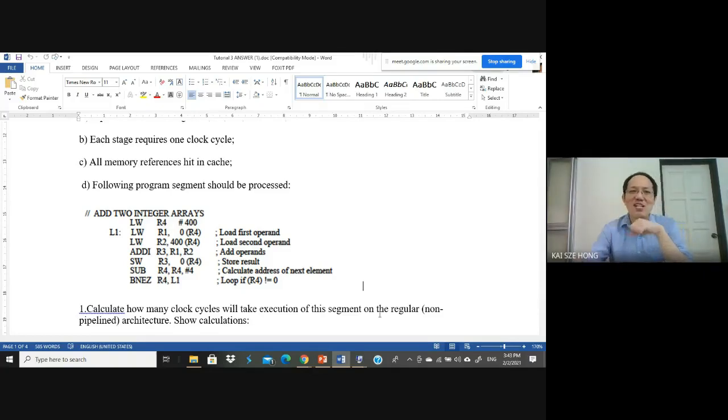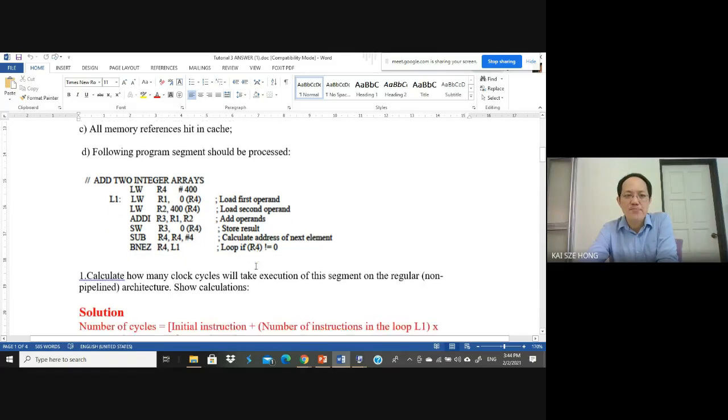So here you see R4 is 400. Every time you subtract R4 by 4, this is the destination, this is the source. Subtract R4 by 4, then put into R4. But this one, I find a bit funny. Why do they want to run this instruction? Because you already added these two into here, then after that you saw the result. This is a very good question, but never mind. Let us go to see the answer.